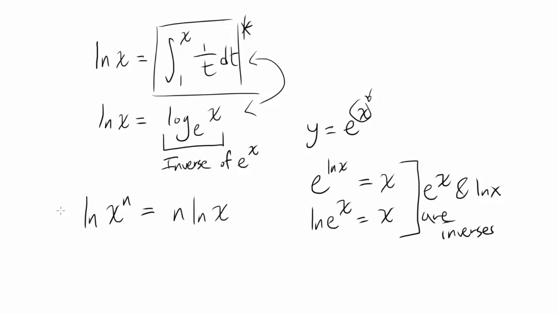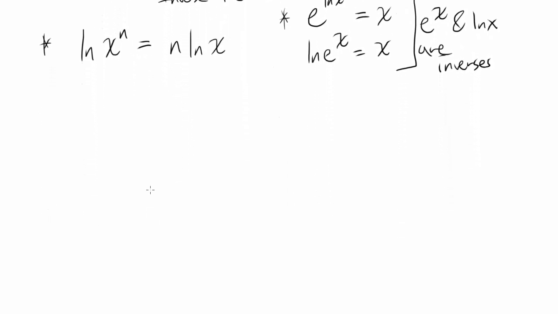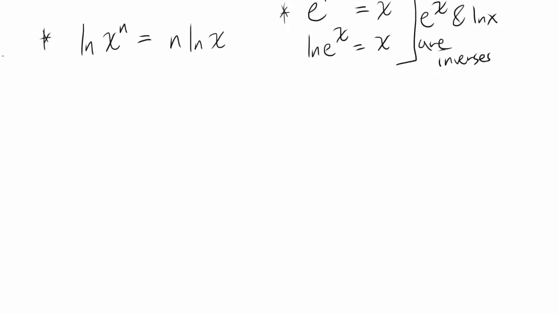So we're going to start with proving this. Then we're going to prove this, and we should be done. So let's do the hard part. How can you prove natural log of x to the nth is equal to n times natural log of x?